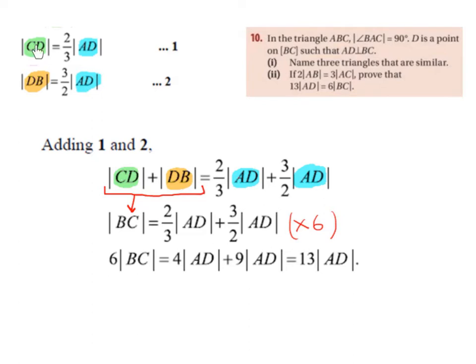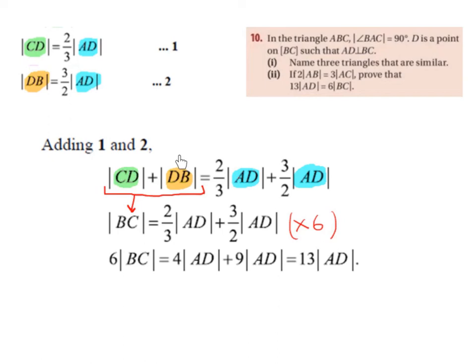So we've worked out that CD is equal to 2 over 3 AD, and DB is equal to 3 over 2 AD. This is equation 1, and this is equation 2. Remember, we're trying to prove that 13 AD is equal to 6 BC. So if we add equation 1 and equation 2, on the left-hand side we have CD plus DB, and on the right-hand side we have 2 over 3 AD plus 3 over 2 AD.